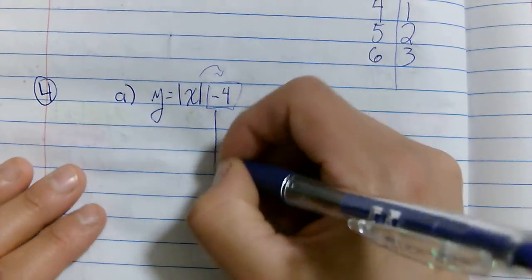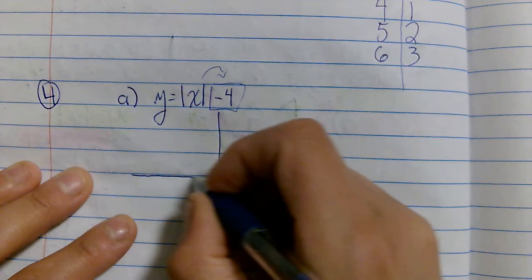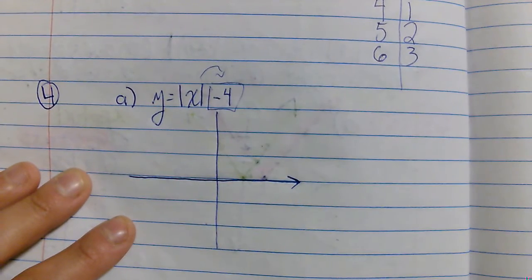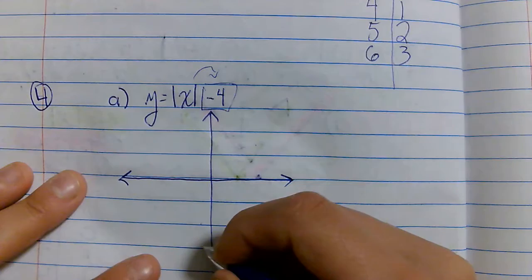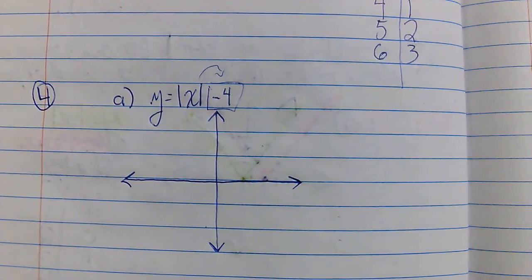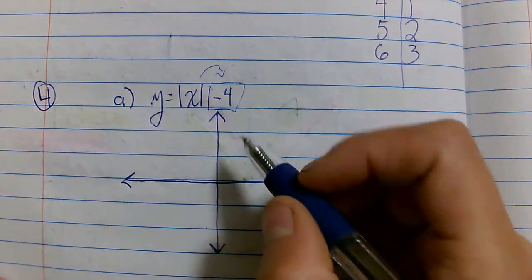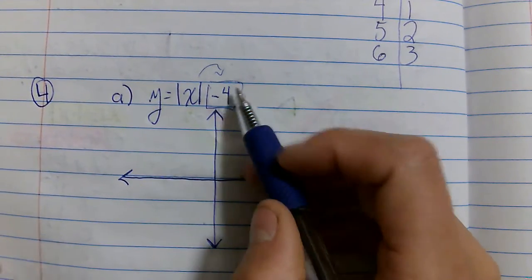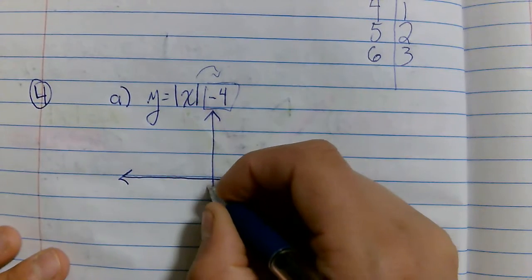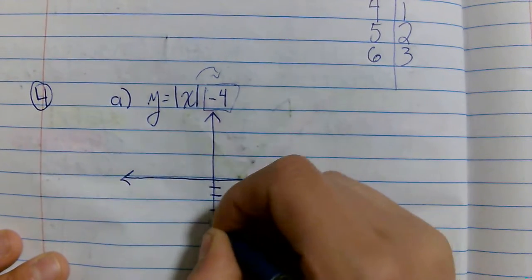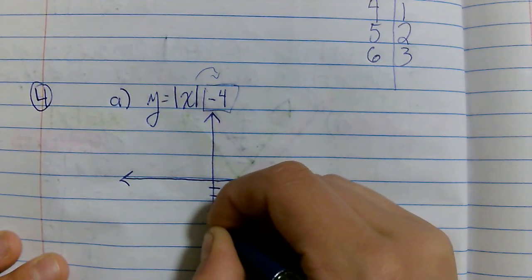So I'm going to go ahead and draw my x and y axes. I know that my vertex is going to start not at the origin this time, but 4 units down. So I'm going to go 1, 2, 3, 4. Then I'm going to start right there.